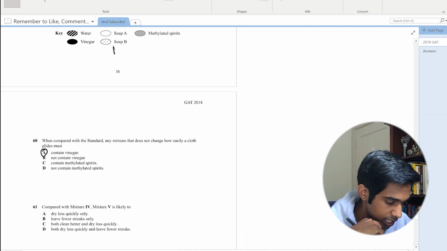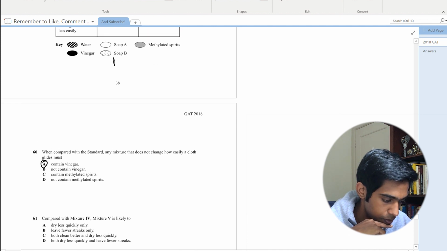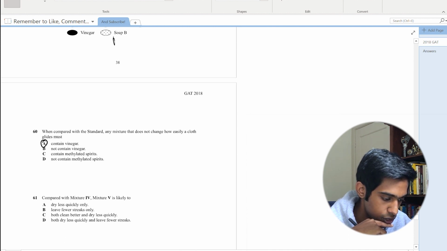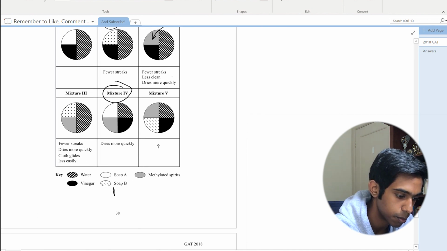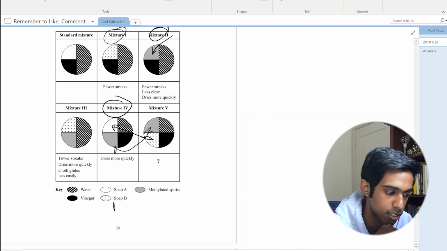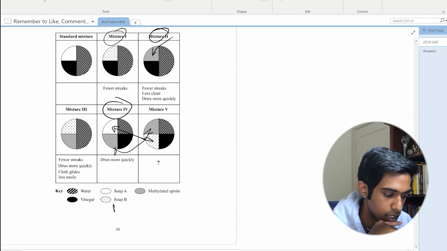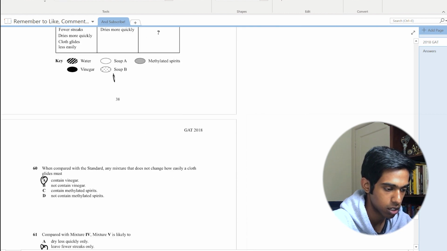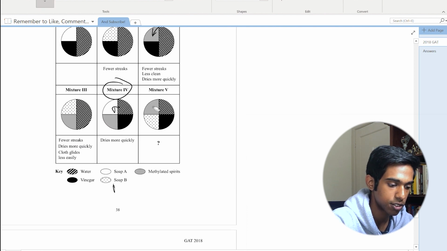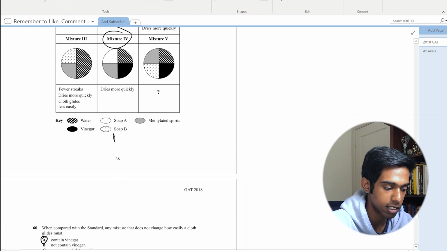So it's likely that it would dry less quickly because it has methylated spirits in mixture 5. Actually, the difference between mixture 4 and mixture 5 is that this one has soap B and this one doesn't have soap B, it has soap A. So it's likely that mixture 5 would just have fewer streaks. And that's just from looking at the differences between them.